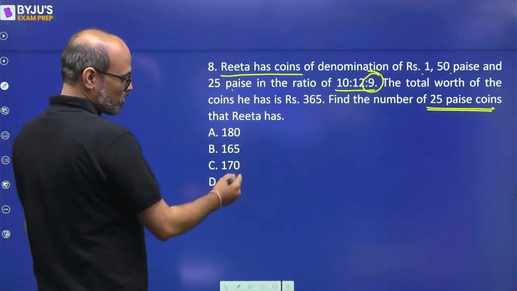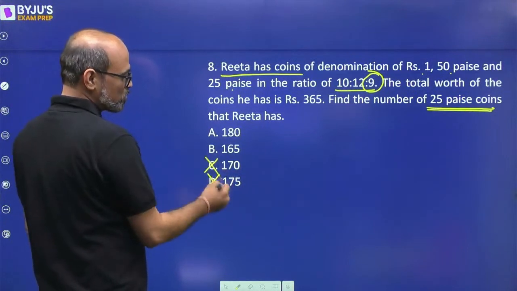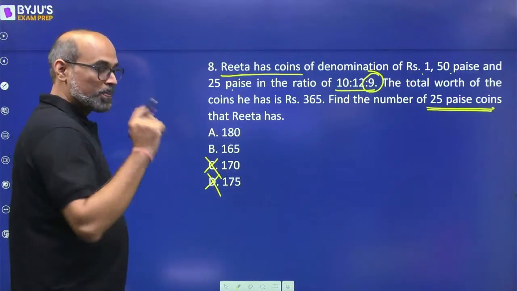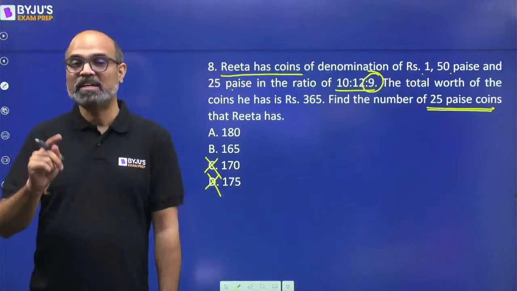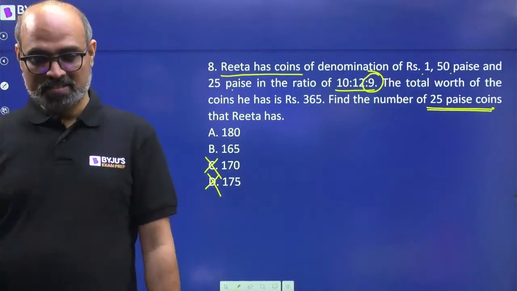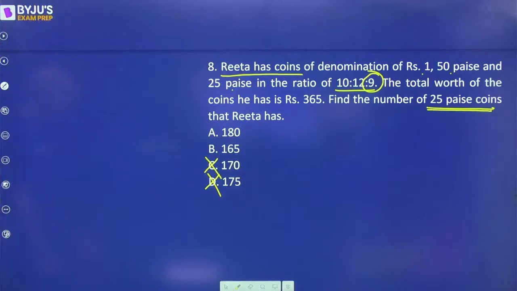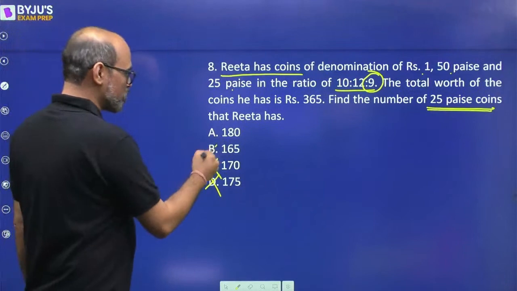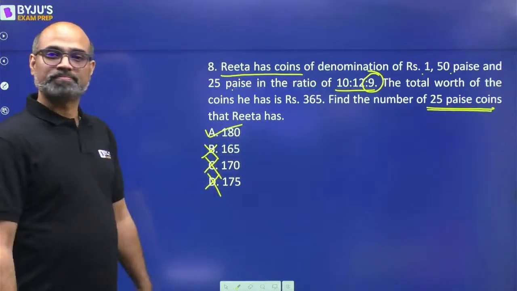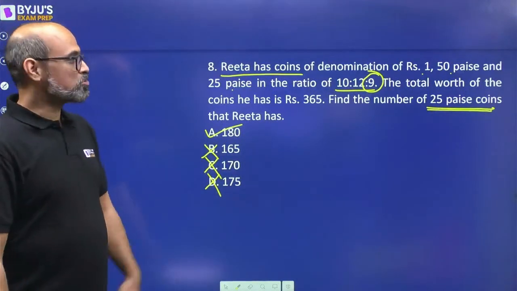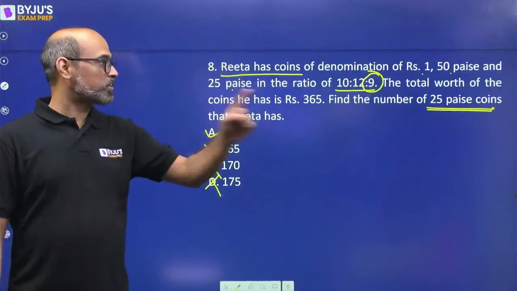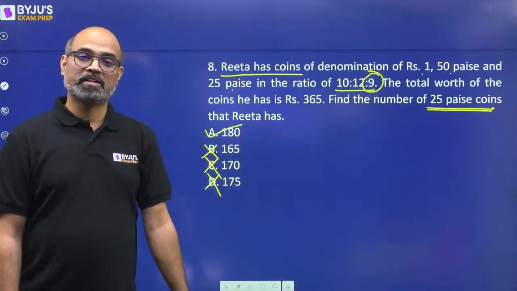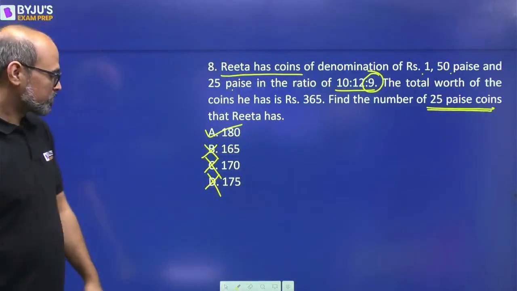175 is not in the table of 9. 170 is not in the table of 9. Option B, 165 is in the table of 3 or 6. So do you guys believe that the answer is going to be option A? I just used common sense and the answer came. Otherwise we would have taken x, y, z and solved, set this equal to 365, no need.